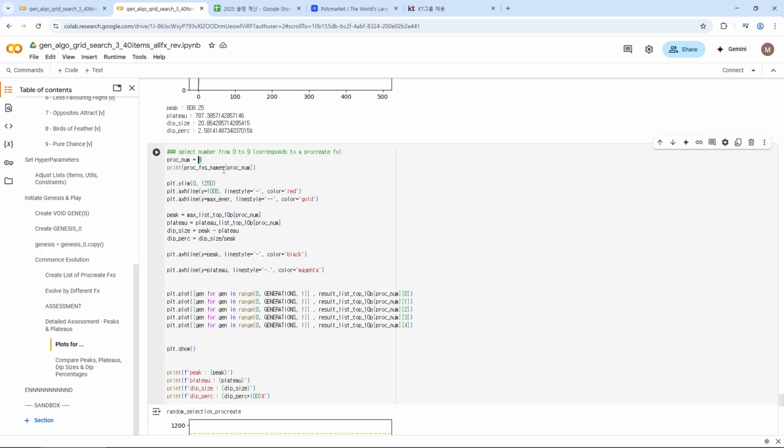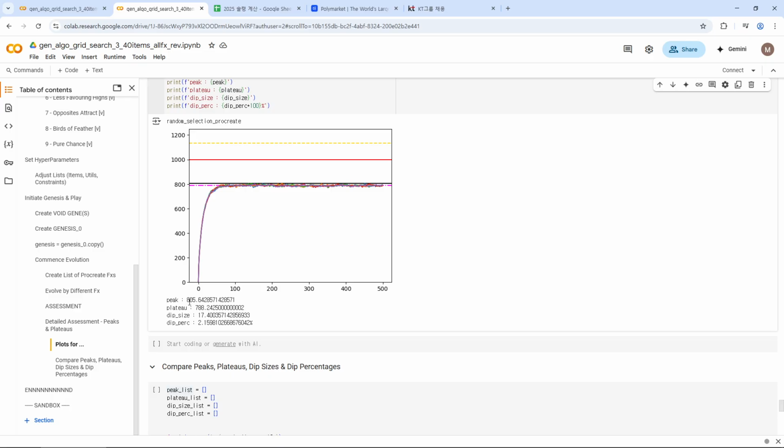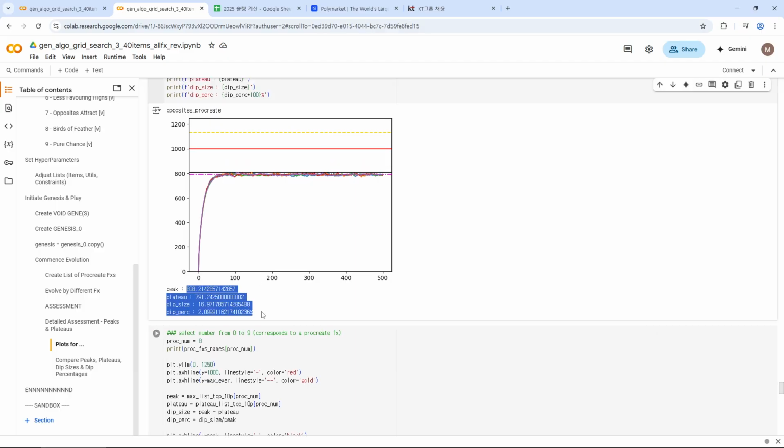So this is the 10th one, the last one of the procreate functions for now. Pure chance, so totally random selection, where parent 1 and parent 2 are just selected at random. And the peak is at 805, plateau is at 788, dip size is 17, and dip percentage change is 2.15%. So again, very similar to these two previous ones.